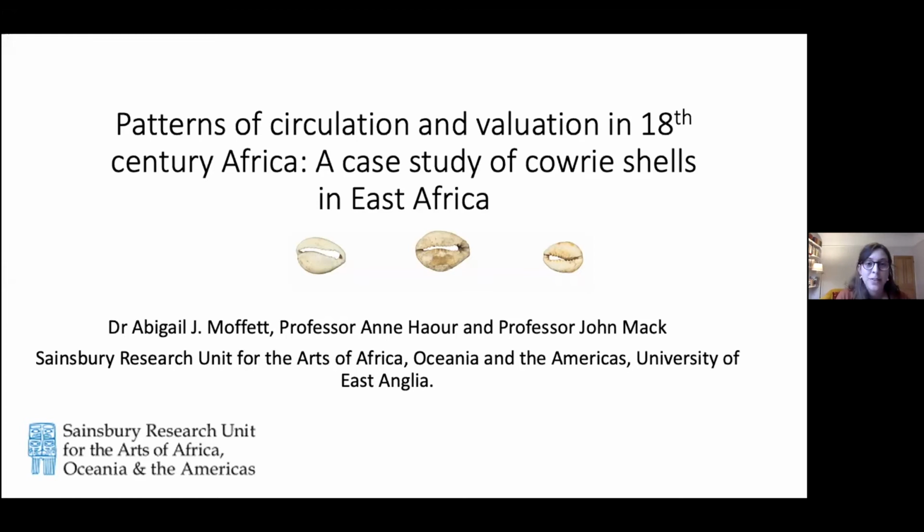As two of us are archaeologists, our approach is very much a longue durée approach, looking both at cowrie shells through time, but also at the 18th century in contrast to the other time periods in East Africa. We've tried to focus more on southern parts, so on Tanzania and Mozambique, and also looking at the relationship between the East African coastline and Madagascar.